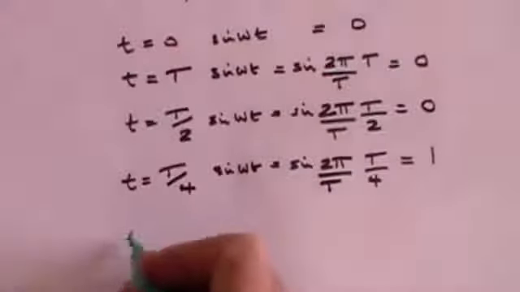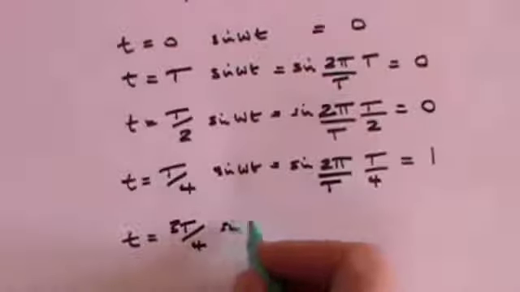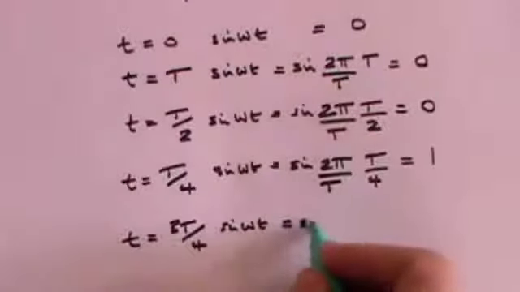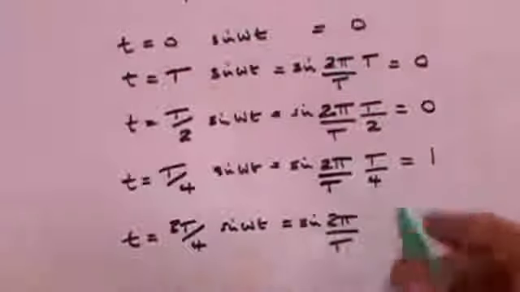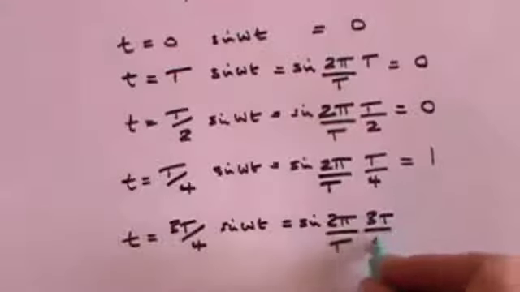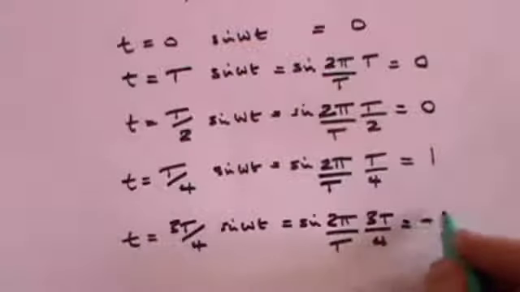And what happens when t is 3T over 4, in other words, 3/4 of the period? Well, the sine of omega t will be the sine of omega, 2 pi over capital T, times the time, which is 3T over 4. So it's the sine of 3 pi over 2, 1.5 pi, and the sine of 1.5 pi is minus 1.